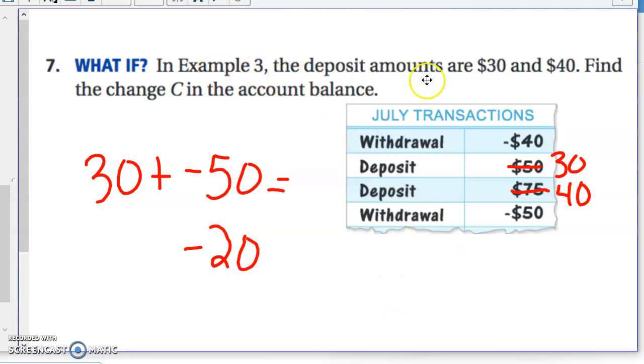Another one of these, it says to change my deposit amounts to $30 and $40 and now find the difference in the account. Well, when I change those two amounts, that crosses off this deposit with this withdrawal because they balance each other out. So then I'm left with 30 plus a negative 50. Well, again, they have different signs, so I subtract. 50 minus 30 gives me 20. This one's further in the negatives and this one is in the positive, so it has to be negative 20.